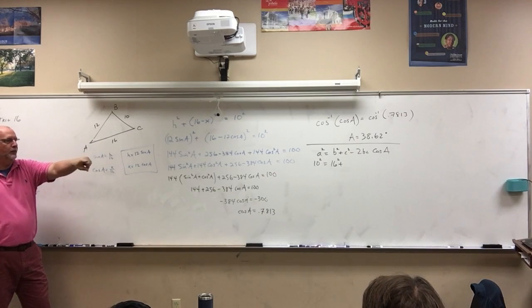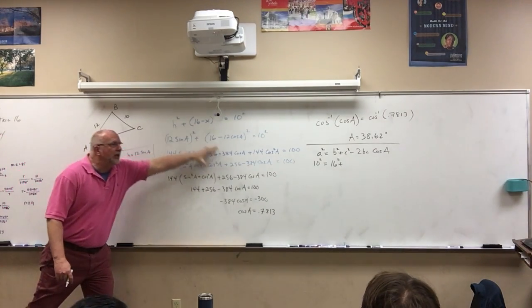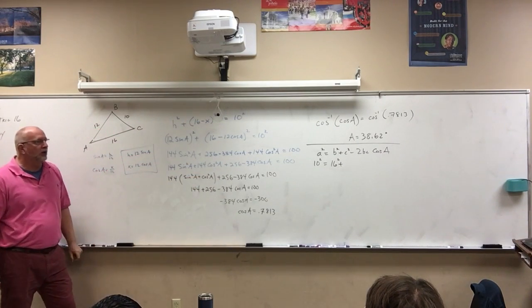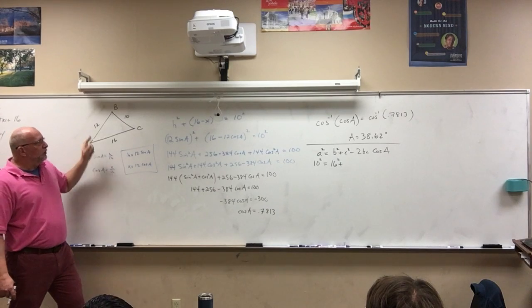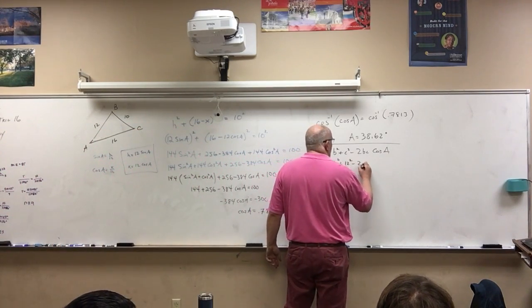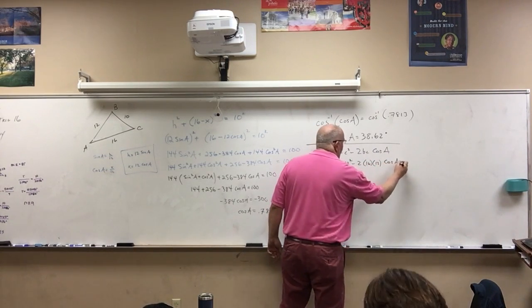I'd write this example down. This is what you're actually going to do. I doubt you're going to do it this way anymore, unless you're doing something more complicated like the house on the hill. 12 squared minus 2 times 16 times 12 times cosine A.